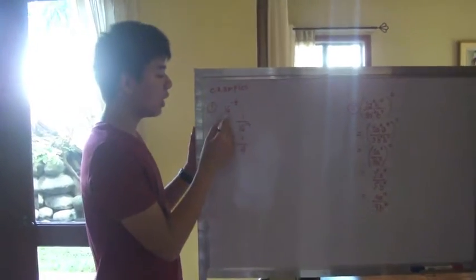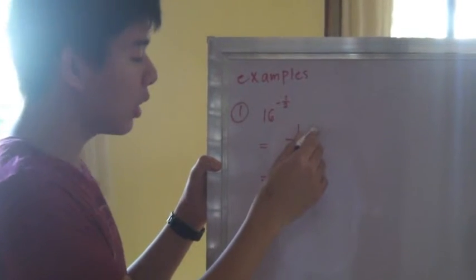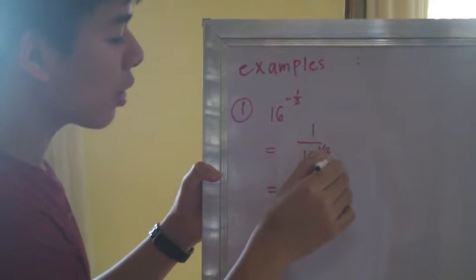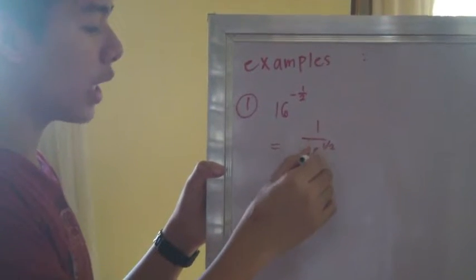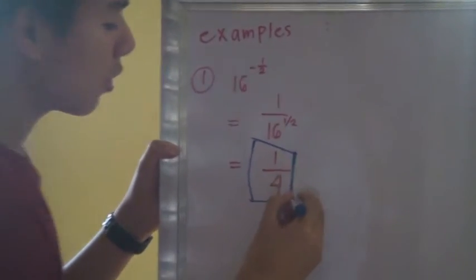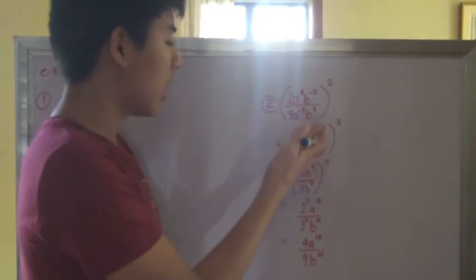We have here 16 raised to negative 1/2. The first step is to make it a fraction, which gives us 1 over 16 raised to 1/2. Since it's 1/2, we have to get the square root of 16, giving us the final answer of 1/4.